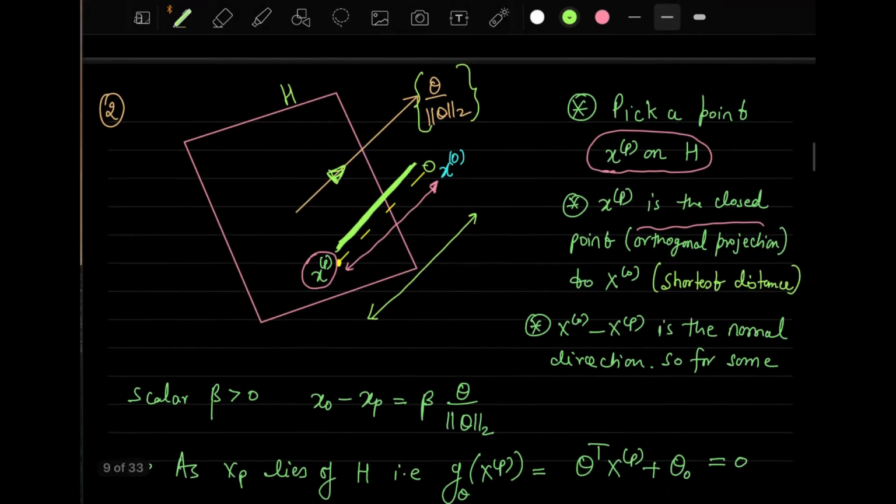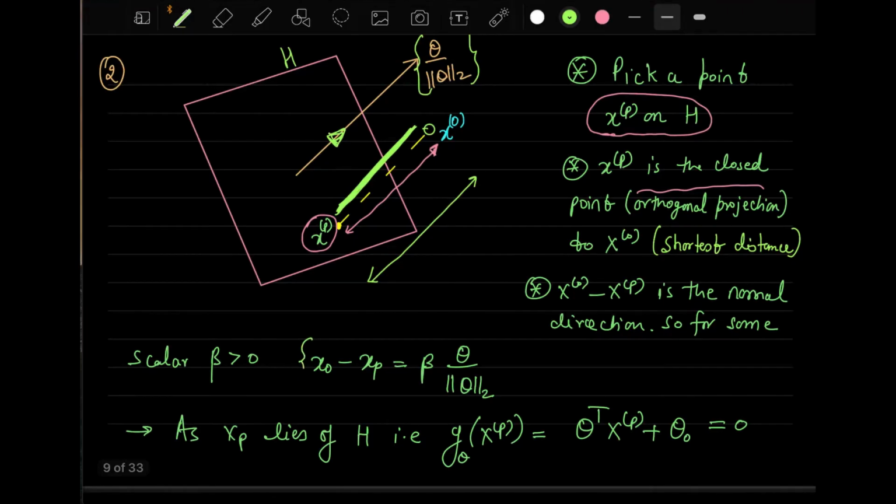To calculate that, you can write x0 minus xp. This is the vector that is connecting x0 and xp. That vector will be given by beta times theta over modulus of theta. So what we are saying is we want to scale this unit vector by a factor of beta, because we are moving in the direction of the unit vector. So let's scale it by a factor of beta, and the direction should be the same as the unit vector. So this is what we are writing over here.